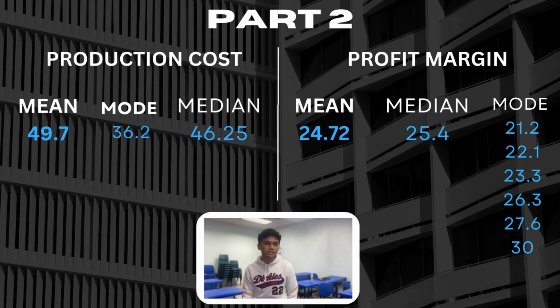Okay, the last one is median. Median is the average of the two middle values. Median for production cost is 46.25, while the profit margin median is 25.4. The median production cost is higher than the median profit margin, reflecting the larger monetary value involved in producing goods or services versus the smaller amount remaining as profit after costs are subtracted.